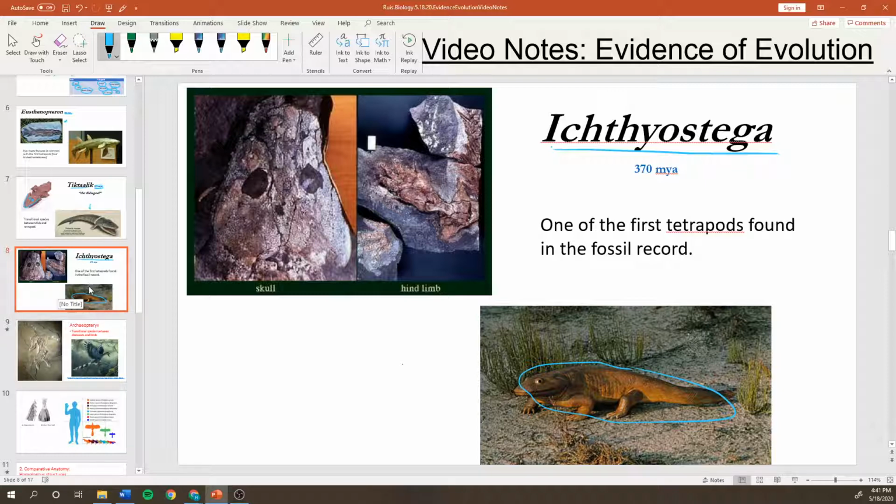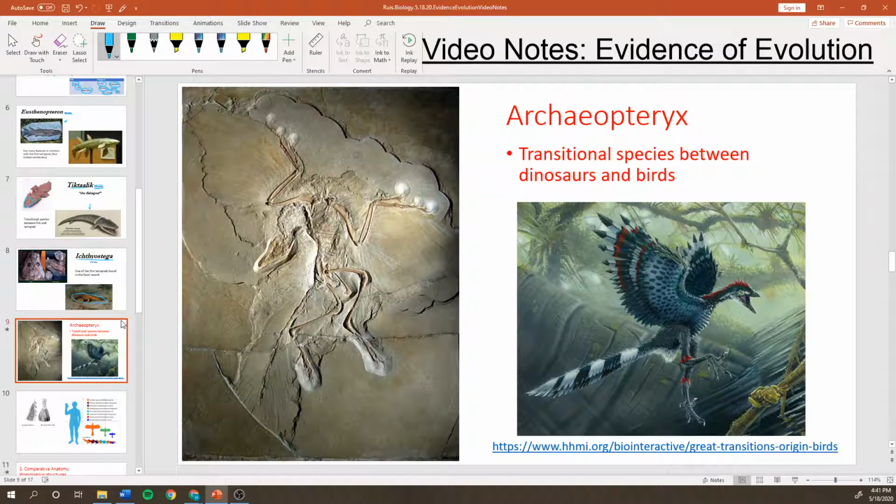Okay, so next we're actually going to move on to another transitional species, and this one is named Archaeopteryx. And this is cool. This is a transition species between dinosaurs and birds, because birds came from dinosaurs. They are very reptilian. So if you look at this fossil here and you look carefully, you can see the outline of feathers all along this thing.